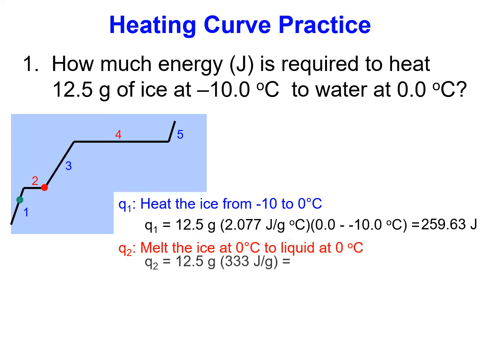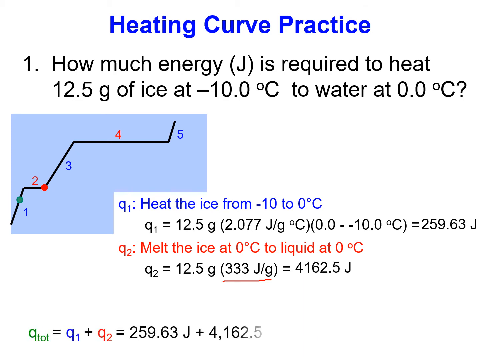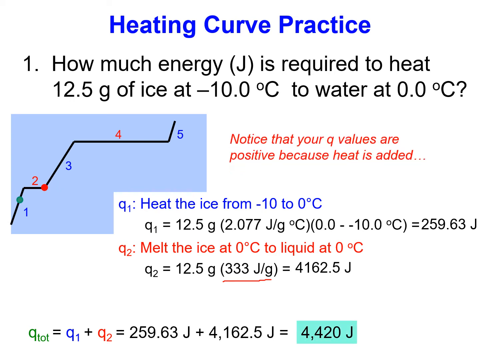That gives 259.63 joules. When you melt the ice at 0, remember you're not changing temperature, so all you need is the heat of fusion. You're putting energy in, so it's a positive number. Your total will be, you would add 259.63 to 4162.5 and get the answer. Notice that your Q values are positive because heat is added in, that's endothermic.